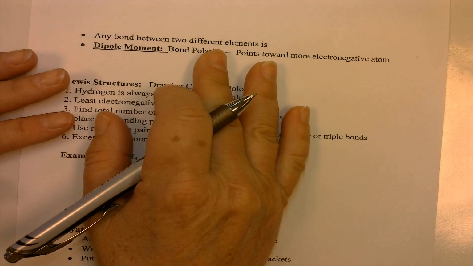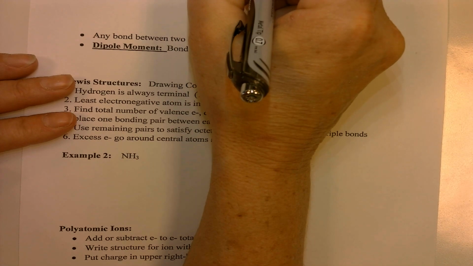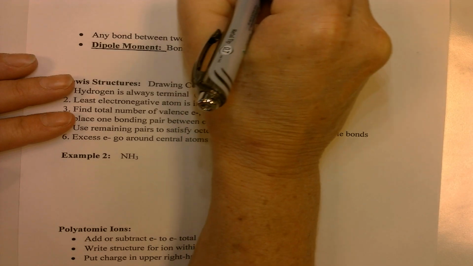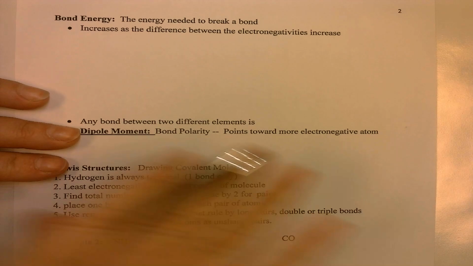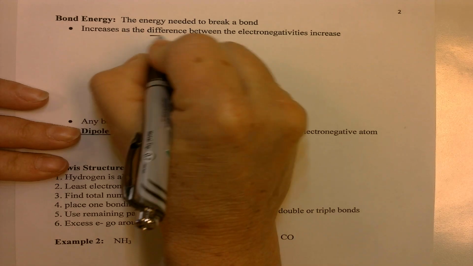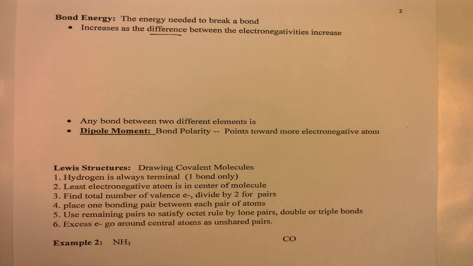Okay, next we're looking at bond energy. All right, that's what's next in your packet, right? Okay. So bond energy, we've already talked about it. It's the energy needed to break the bond. So it increases as the difference between the electronegativities increases, because the greater the difference between the electronegativities, the more of a pull toward one side. So the stronger that connection.